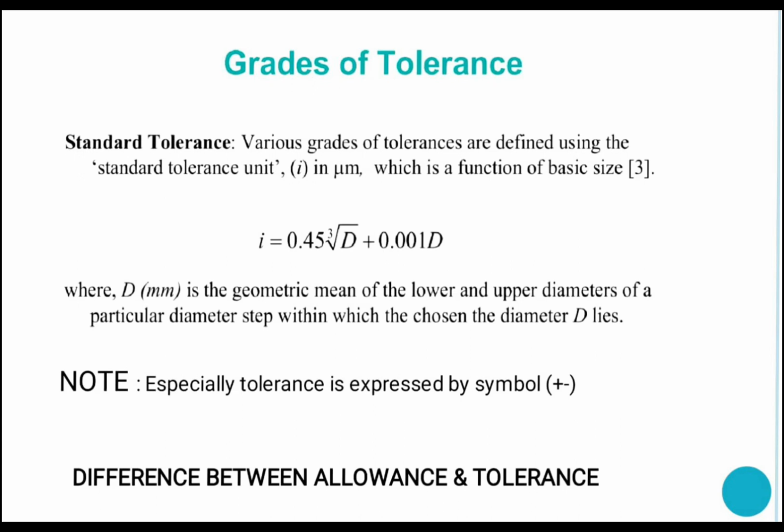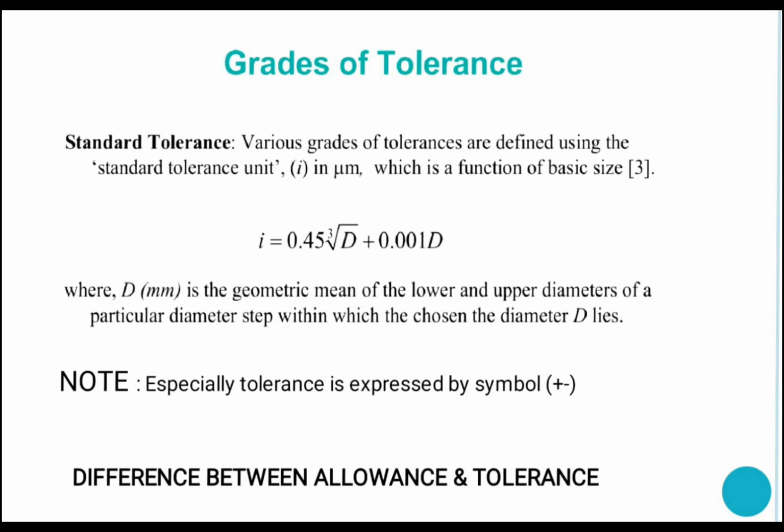That is i equals 0.45 times the cube root of D plus 0.001 D. This is an example where D is the geometric mean of the lower and upper diameter of a particular diameter step within which the chosen diameter D lies. One note is there, especially the tolerance is expressed by the symbol plus or minus.